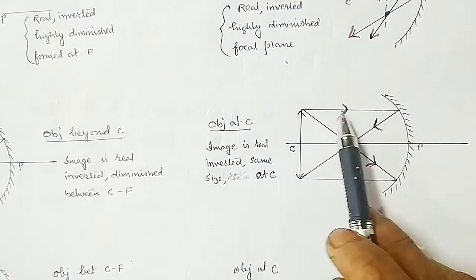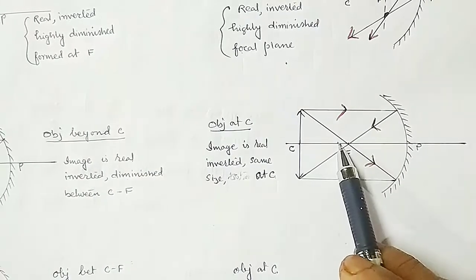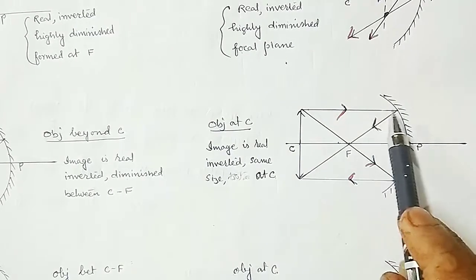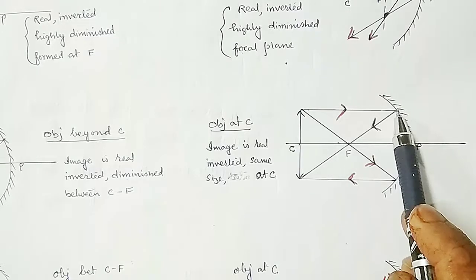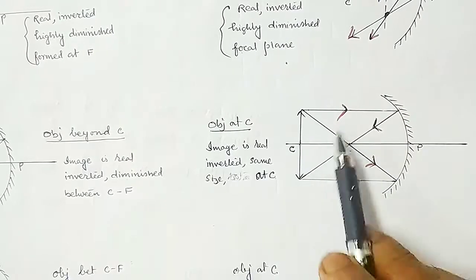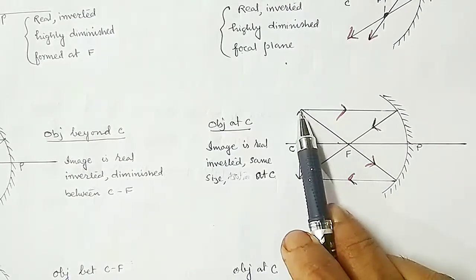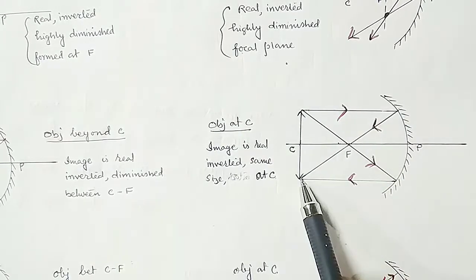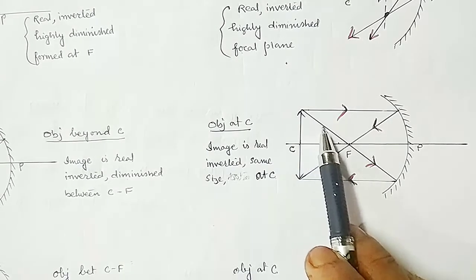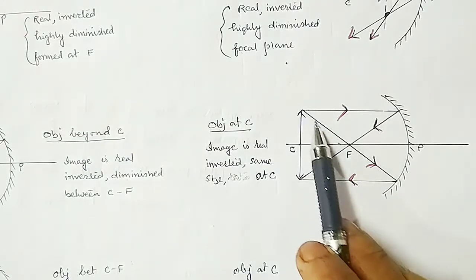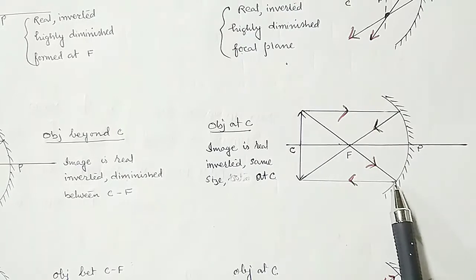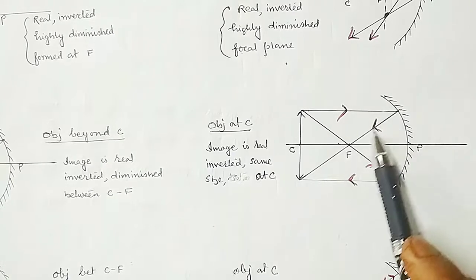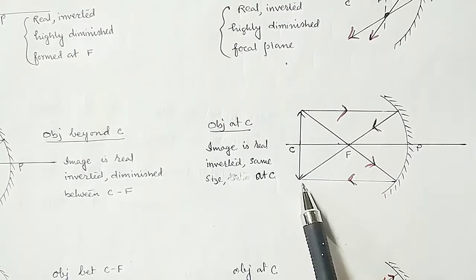Always it is better to draw a ray which is parallel to the principal axis, then image formation becomes easier. So we know the rule that any ray which is parallel to the principal axis, after reflection from the mirror passes through the focus. So this ray, whatever is coming from this point, after deflection from the mirror, passes through the focus. This is another ray which passes through the focus, and any ray which passes through the focus after deflection from the concave mirror becomes parallel to the principal axis.